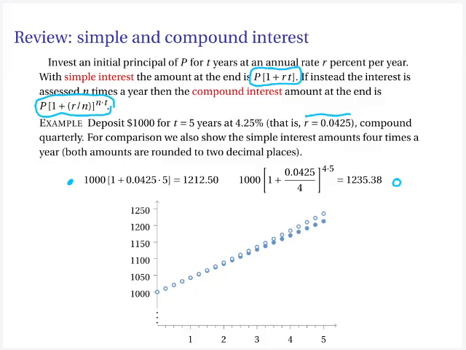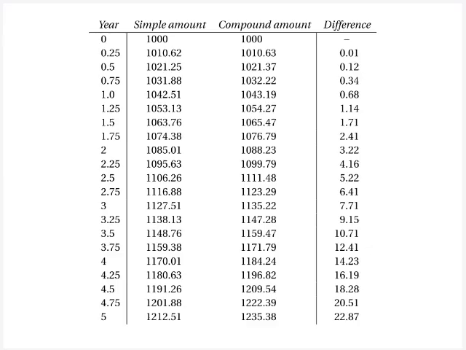And of course, the compound interest case gets you slightly more. And the reason is because you're getting interest on the interest. With simple interest, you're just getting interest, but with compound interest, you're getting interest on your interest. In some ways, it's easier to understand the numbers than it is to understand the picture.